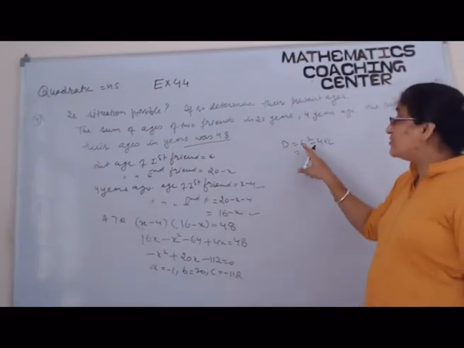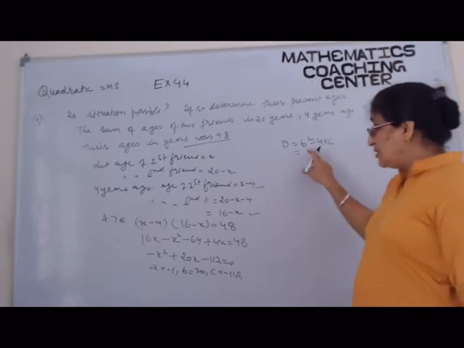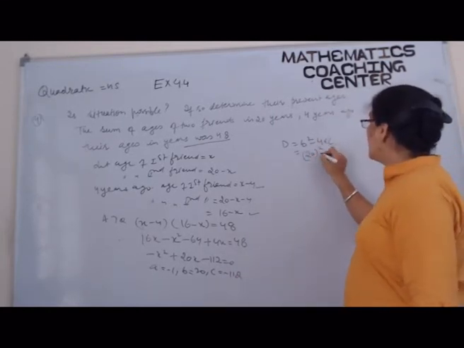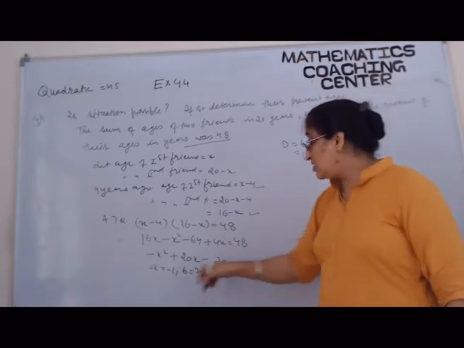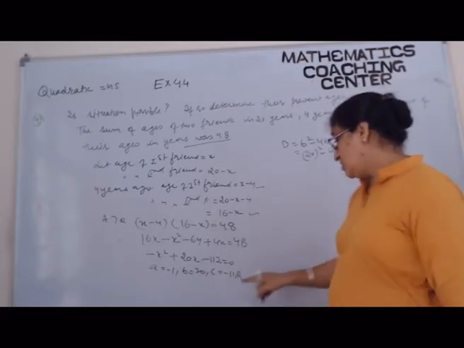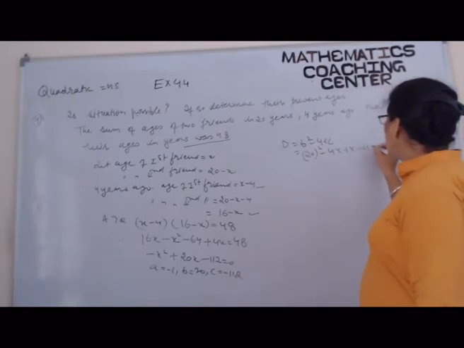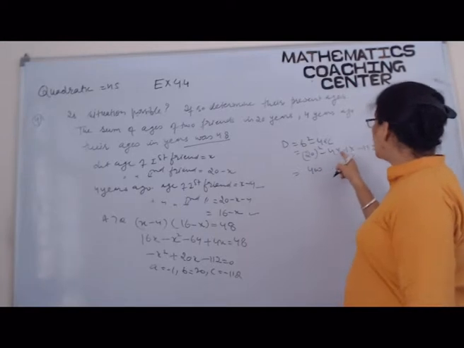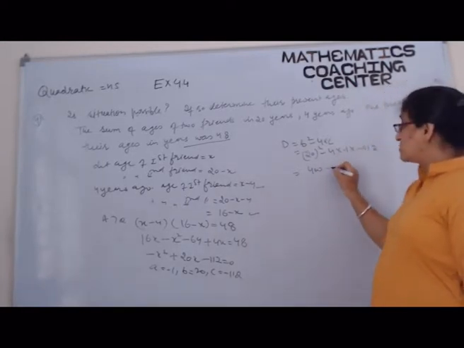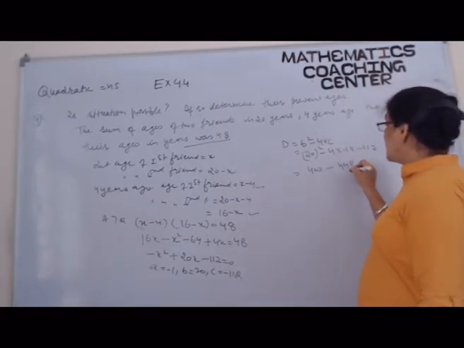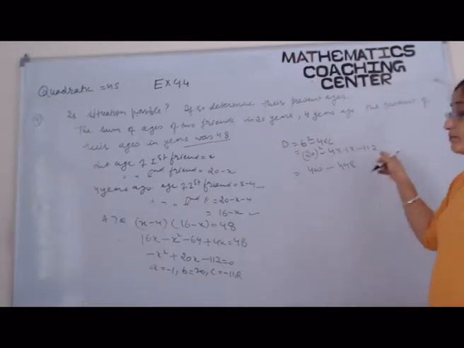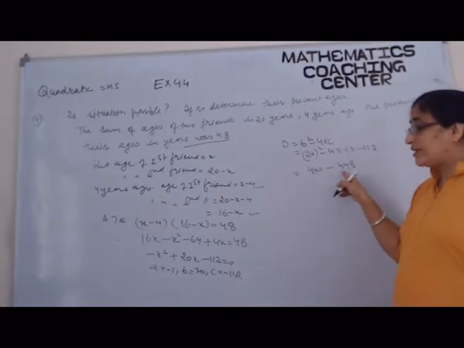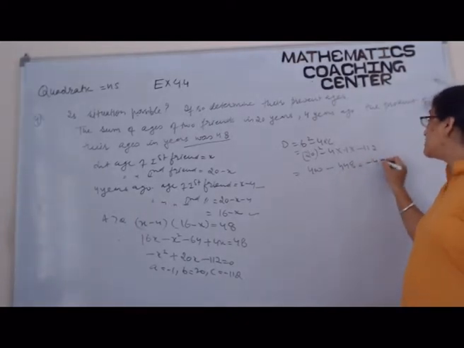So D is equal to b square minus 4ac. b square means 20 whole square, minus 4, a is minus 1, c is minus 112. 20 square is 400, minus minus plus minus, this is 448. 4 multiplied by 112 is minus 448. This is 400 minus 448, your result is minus 48.